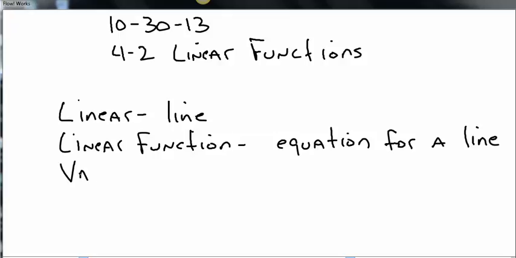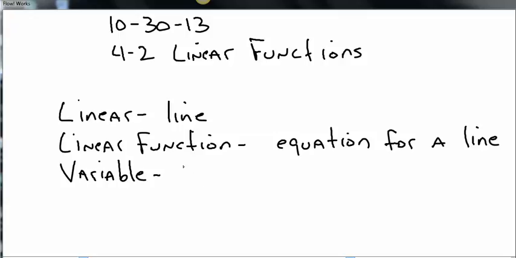Variable. Maylena, what's a variable? There's no right or wrong answer. Just tell me what you think it is. A number that you don't know yet. What else? Yeah, it is. It's something that you're trying to find a lot of times.